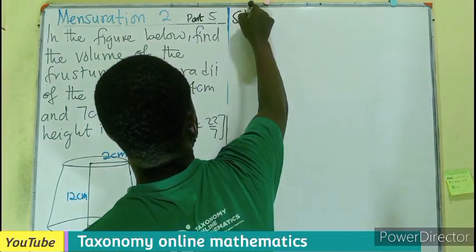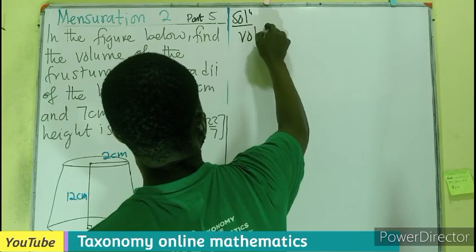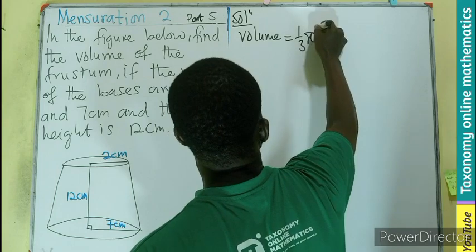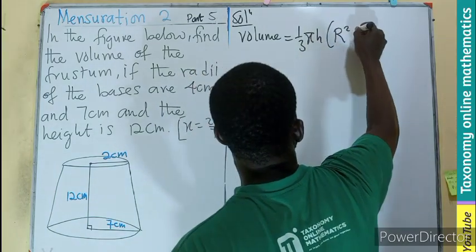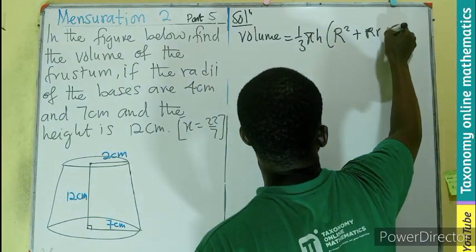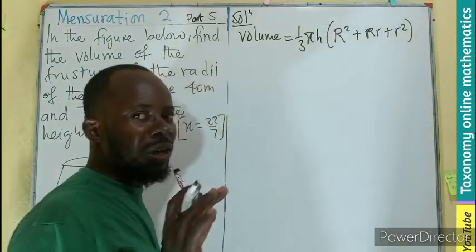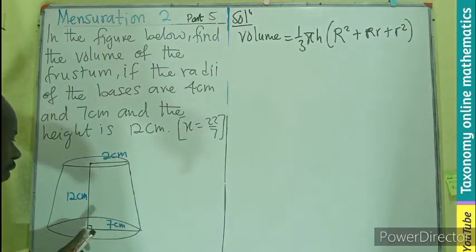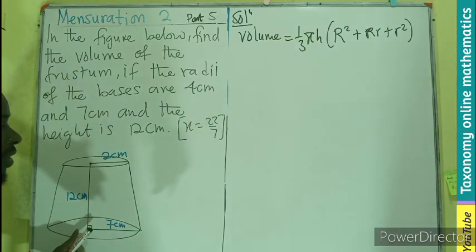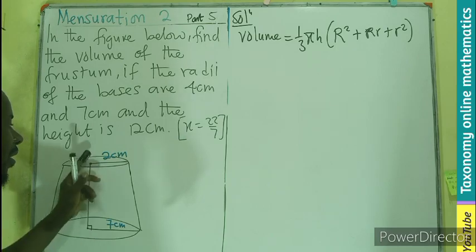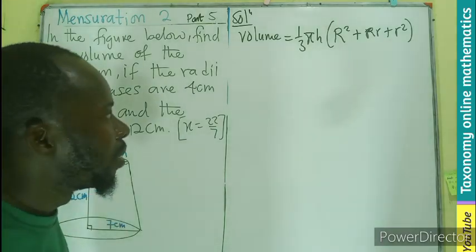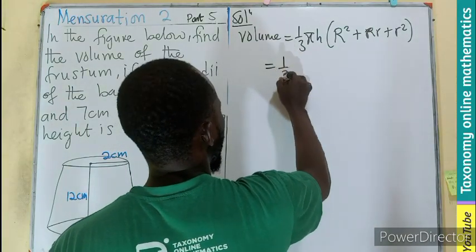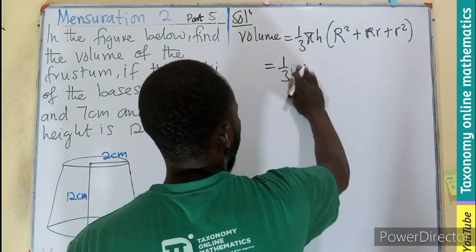By solution, we can say that the volume is going to be 1/3 pi h (R squared + Rr + r squared). Just quoting the formula. R capital is the radius of the base, the bigger base or the bottom base. Then the r small letter is the radius of the upper base, right? So in this case, I'll be having 1/3 pi.